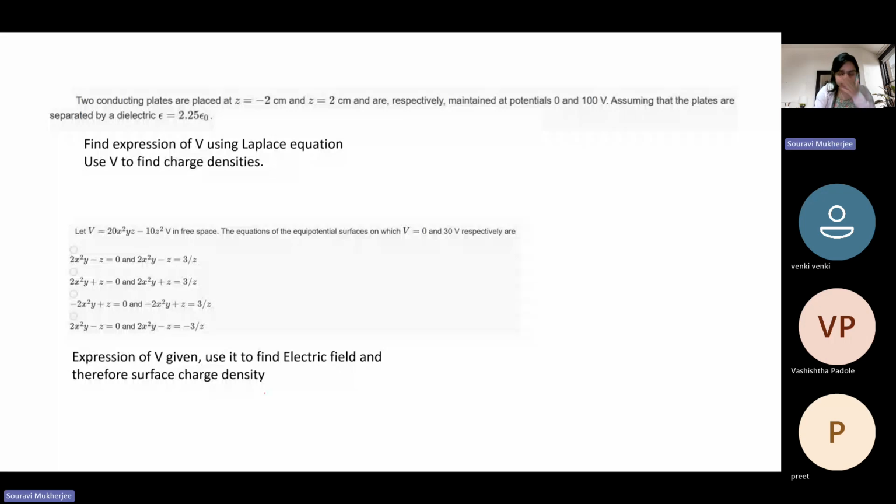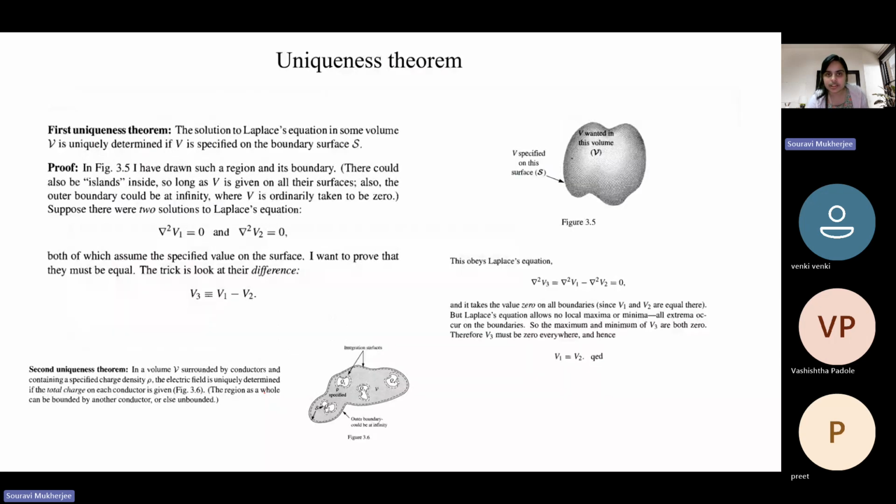Now we will look into one of the applications of the Laplace equation. When we started, we spoke about the behavior of solutions of the Laplace equation, which says that it has no maxima or minima, right? You'll see how this particular property of solutions to the Laplace equation actually led to this important theorem, which is called the uniqueness theorem. Okay. Now, what does this theorem tell us?